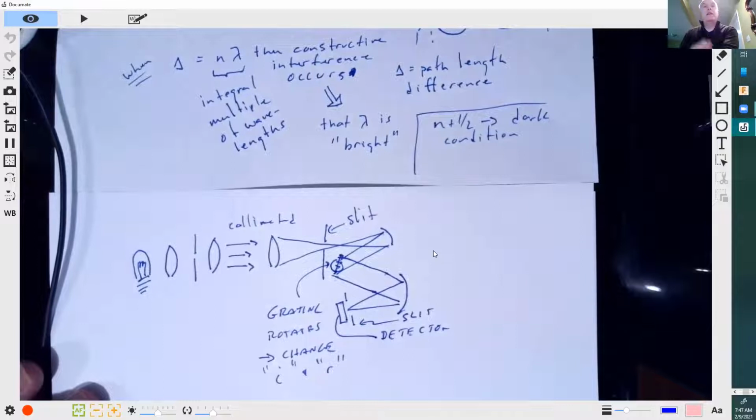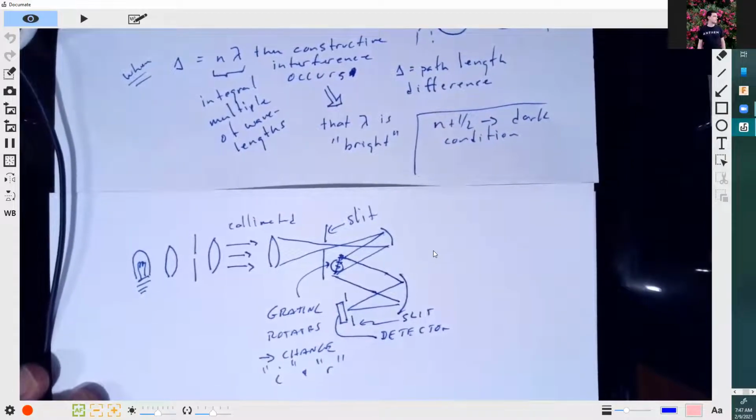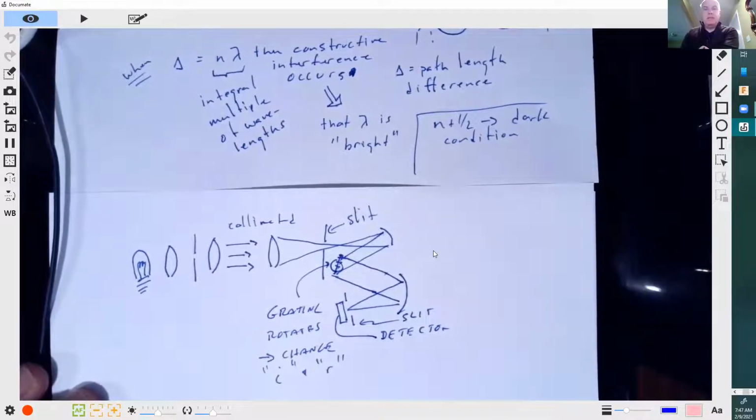So that's some pretty phenomenally shitty artwork. Hopefully it doesn't completely obscure the point.